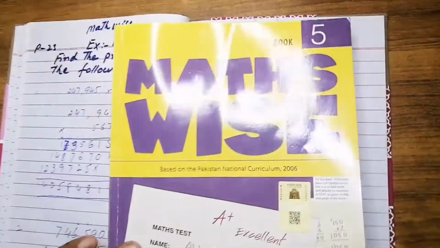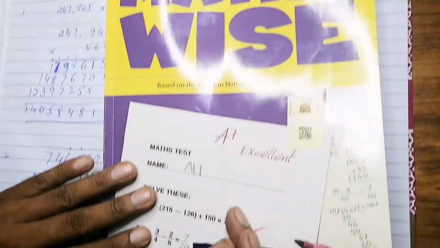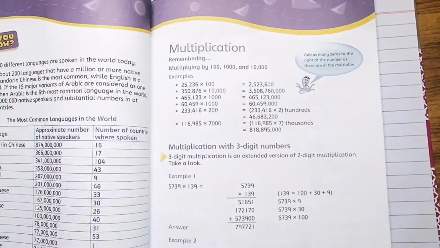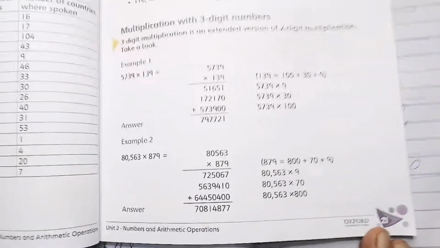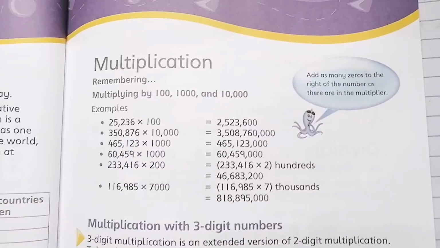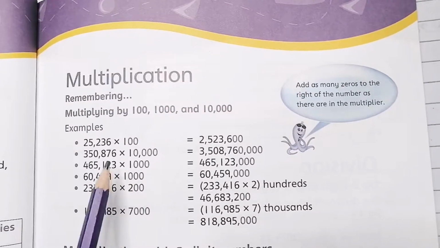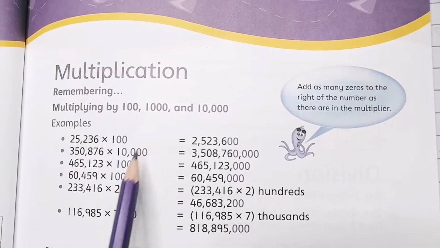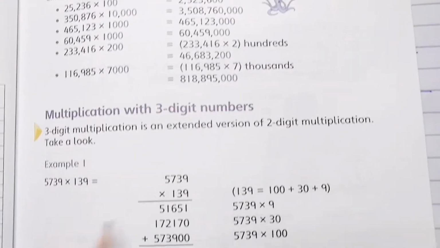So today we'll study from Mathwise book 5. Right, so we are on page 21. This is about multiplication, the concepts of multiplication we have already read in the lower classes. So this is given, the example is also given.